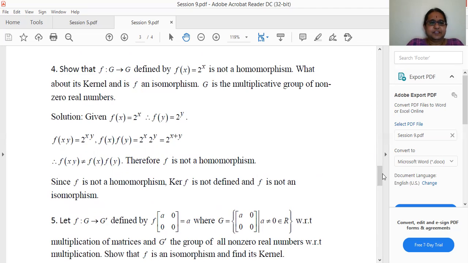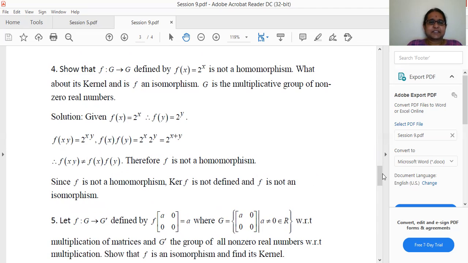Next problem: show that f from G to G defined by f(x) equal to 2^x is not a homomorphism. What about its kernel? And is f an isomorphism? Here G is the multiplicative group of non-zero real numbers. Here f is a mapping from G to G. Both domain and codomain are the same set. And here the binary operation is multiplication. And G consists of non-zero real numbers.